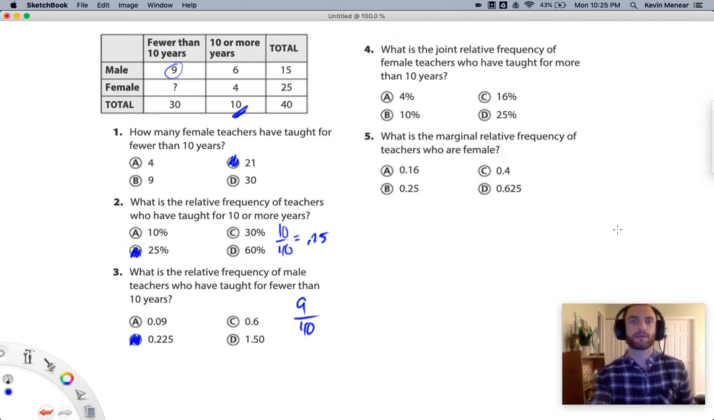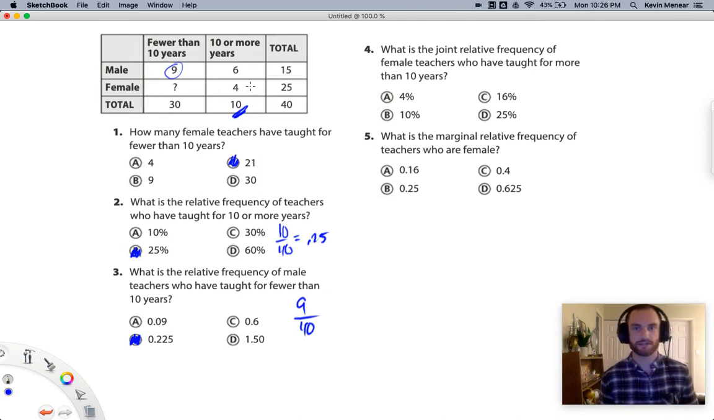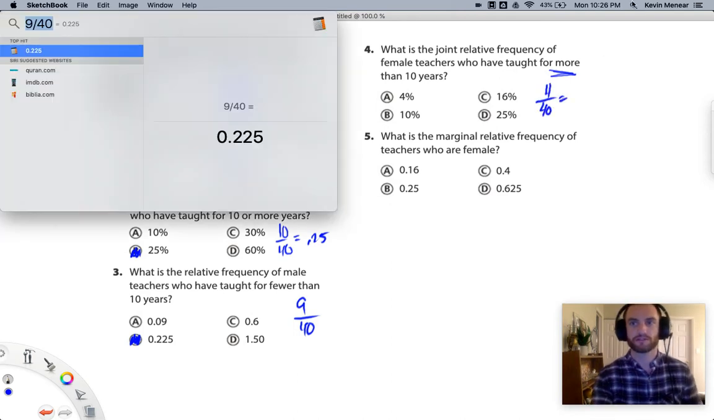Number 4, what is the joint relative frequency of female teachers who have taught for more than 10 years? Okay, joint relative frequency means intersection. So technically this should say 10 years or more because that's what this says, but we'll let them slide. So that's this one here. That would be 4 over 40. 4 divided by 40 is 0.1.